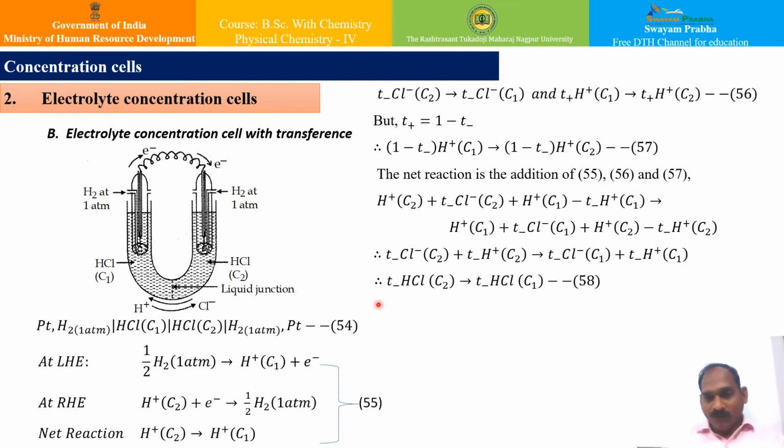So ultimately, what I get is that hydrochloric acid at higher concentration is transferring from the lower concentration at this end. This way I can utilize this concept in the electrolyte concentration cell with transference. I can utilize the concept of transport number and how the ions are transferring inside the solution, which I can calculate in this particular type of cell.